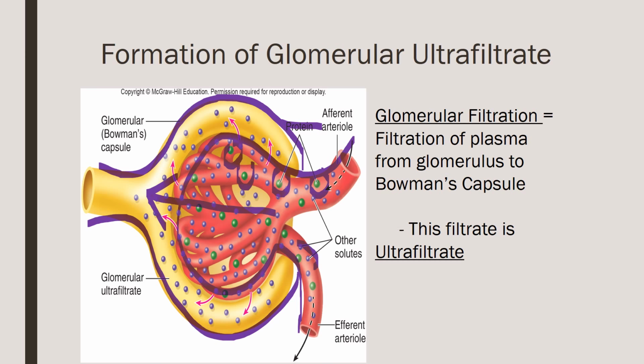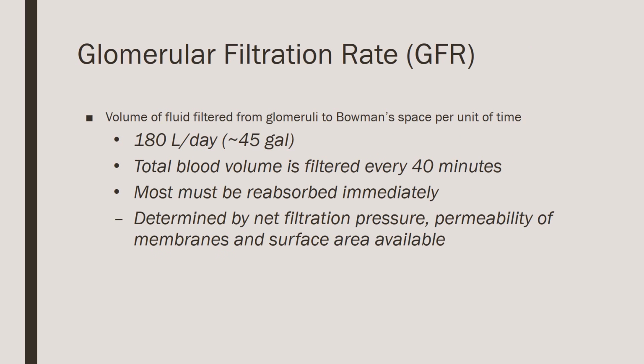The filtrate is then what we term ultrafiltrate. With this filtration, there are no cells and no large proteins, which is similar to plasma composition. Looking at the volume of fluid filtered from the glomerulus to the Bowman's space per unit of time, this is a measure of the glomerular filtration rate. This equates to 180 liters per day, which is about 45 gallons per day.